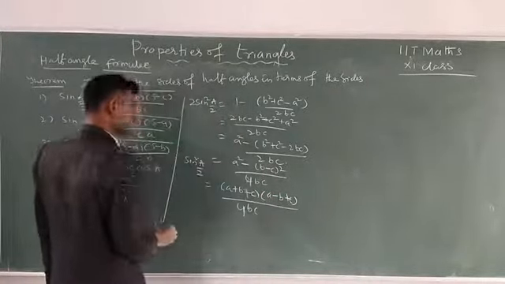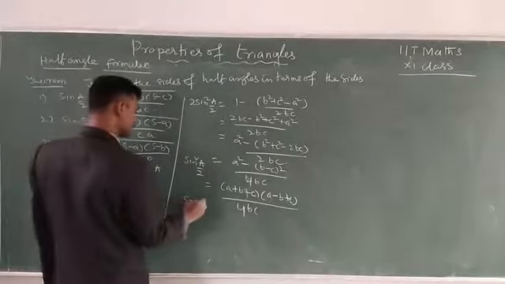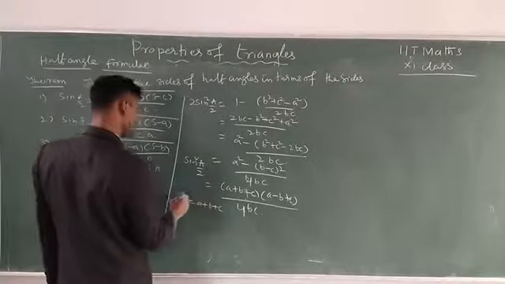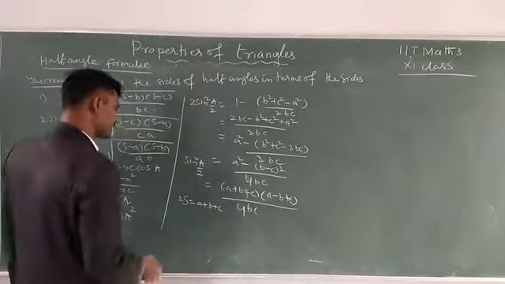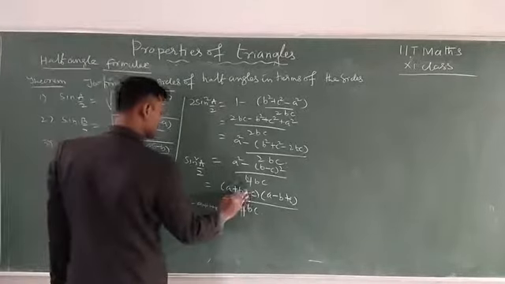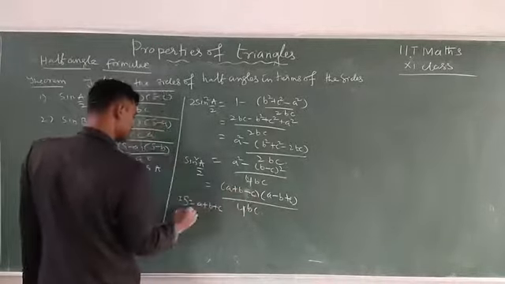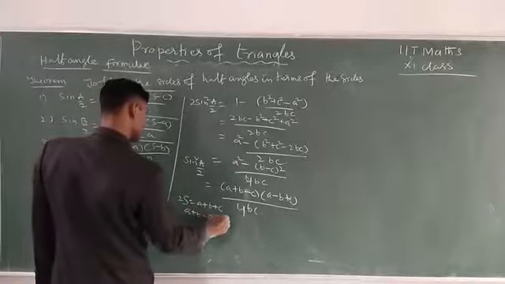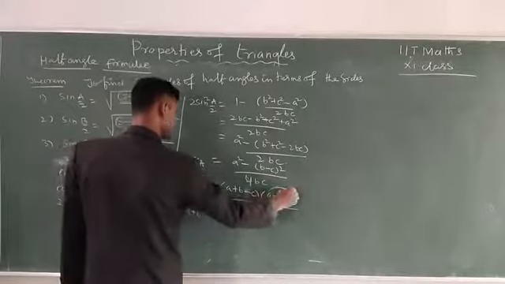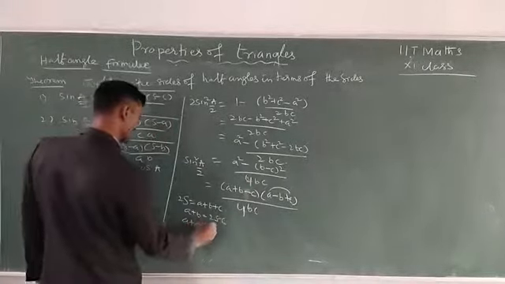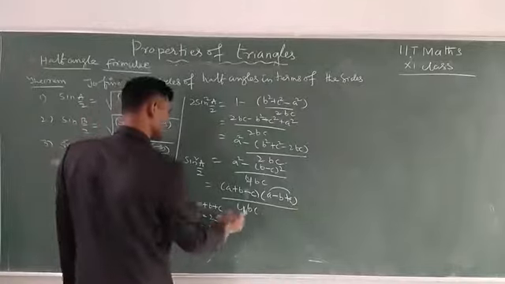Actually we know that s is equal to (a plus b plus c)/2, so 2s is equal to a plus b plus c. Then a plus b is equal to 2s minus c, and a plus c is equal to 2s minus b. These two you have to substitute here.